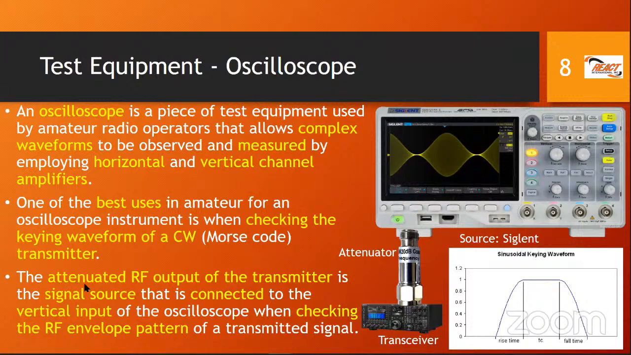And that's the last bullet point here: you need an attenuated RF output of the transmitter as the signal source to connect to the vertical input when checking the RF envelope pattern of your transmitter. You need to know this for your exam. It needs to be attenuated RF as the signal source, and you need to connect it to the vertical input on the oscilloscope, so that you can check the RF envelope pattern of your signal.